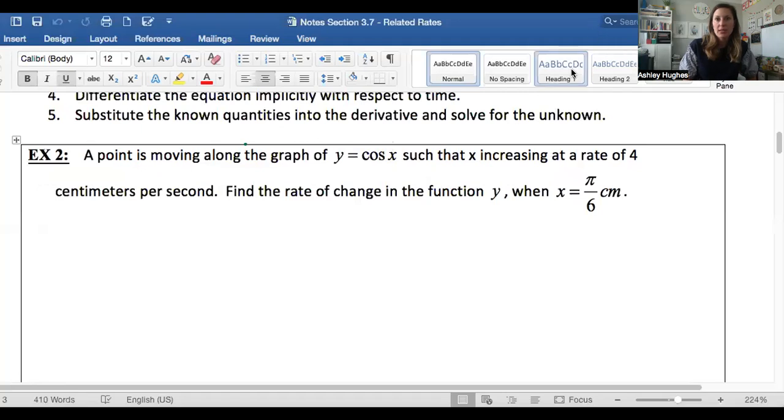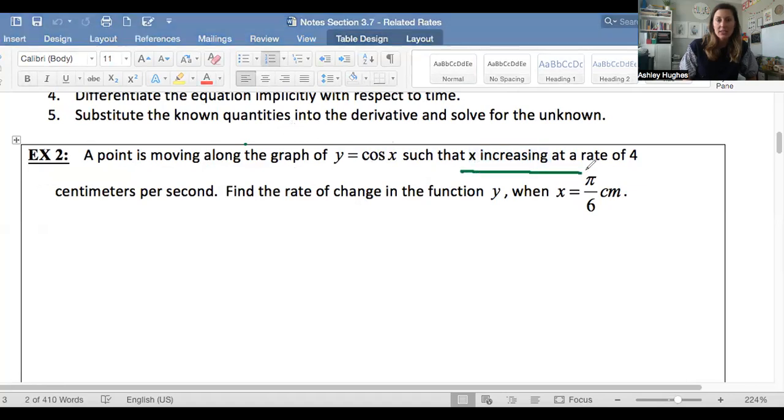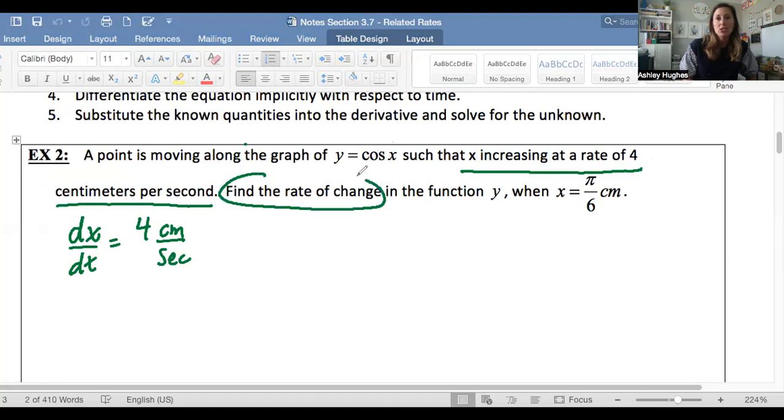Okay, so let's write down our step. And we're going to comb through the problem first, and we're going to see where it says increasing, decreasing, changing. We're going to write down those rates. So I see the phrase x is increasing at a rate of 4 centimeters per second. The way we write that down in calculus is dx dt equals 4 centimeters per second. We check our units because that should help us see centimeters per second. Find the rate of change. And the rate of change means find something, d something dt equals question mark.